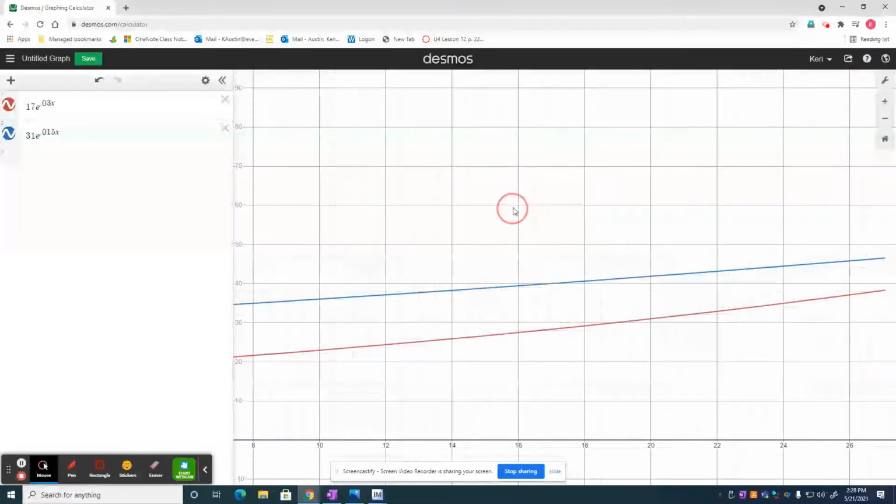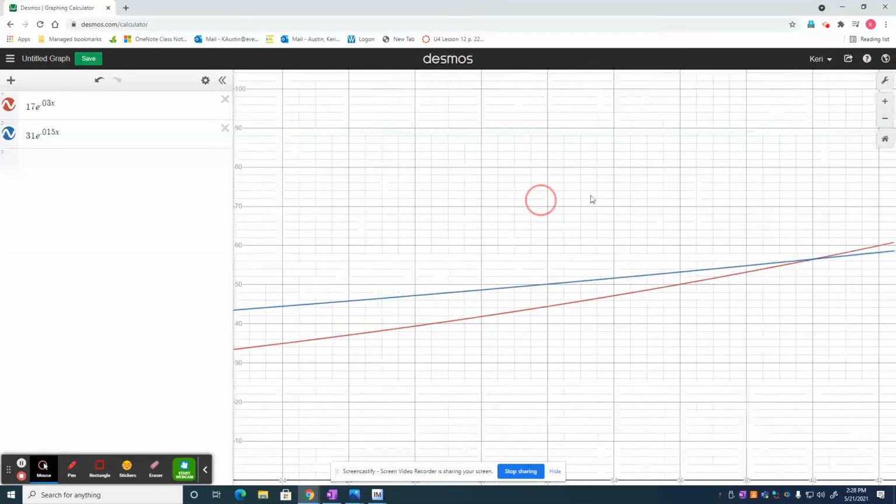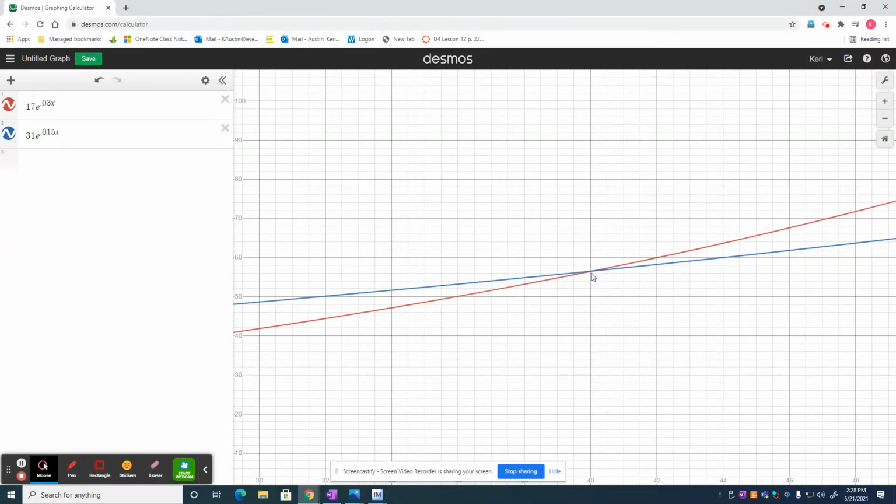Okay, so that's what it looks like. Now it says, do they ever meet? So I'm just scrolling along here, and boom, looks like they do. 40 years, wait, decades. Is this decades? And 40, nope, years. 40 years from 2014, both the populations will be about 56.25 million.